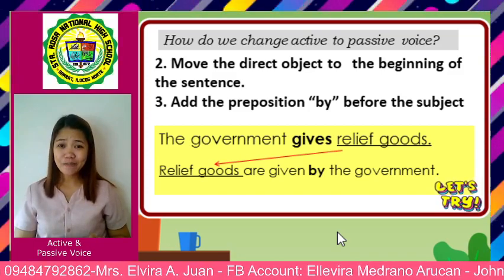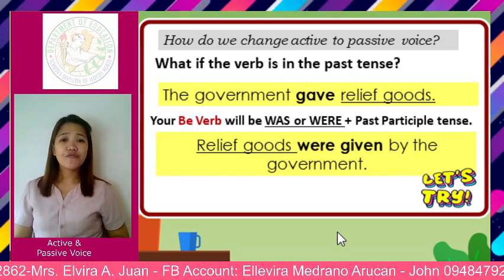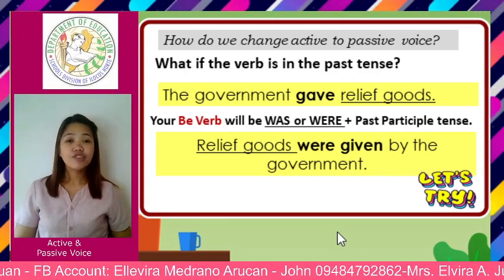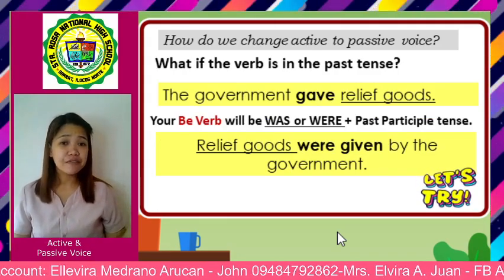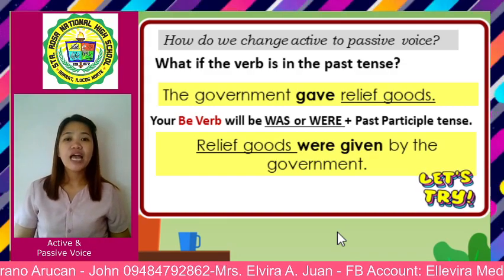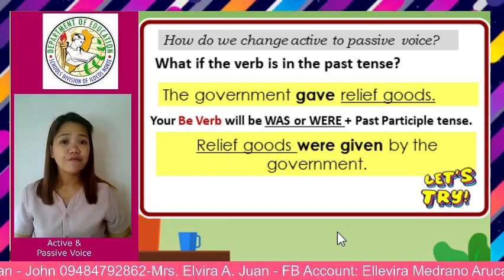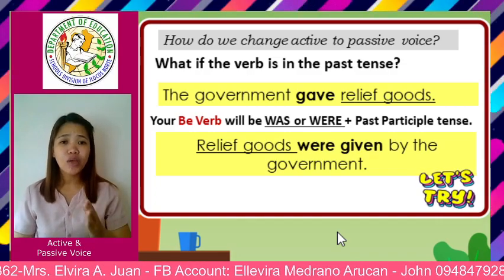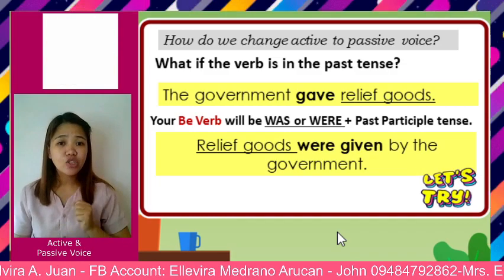Is that clear? What if your verb is in the past tense? So it's no longer gives. It turned into gave because I'm using the past tense. The government gave relief goods. What are you going to do? How are you going to transform the word gave into a verb be?